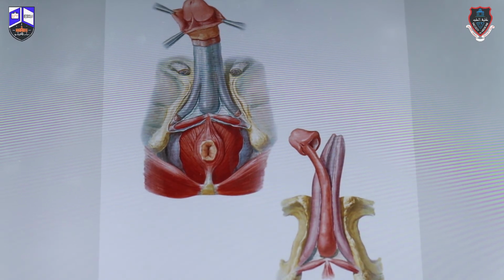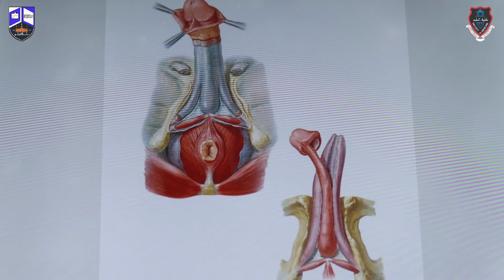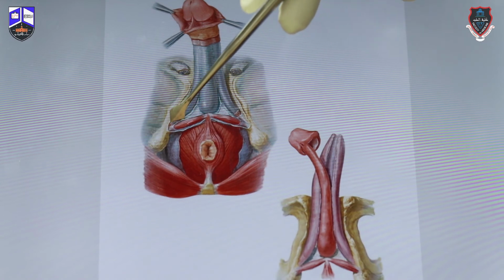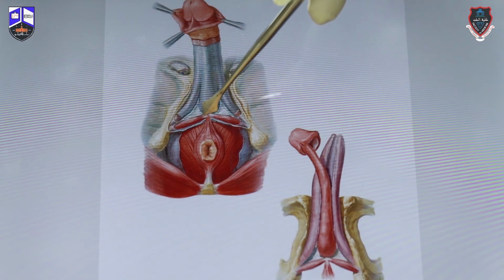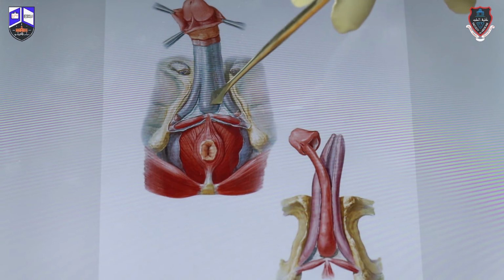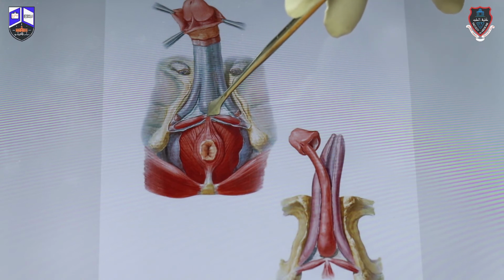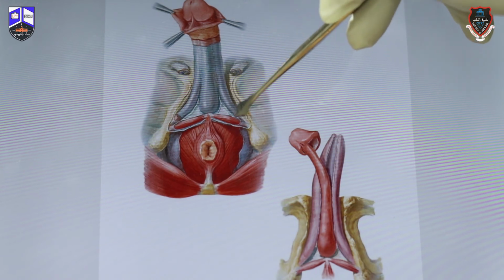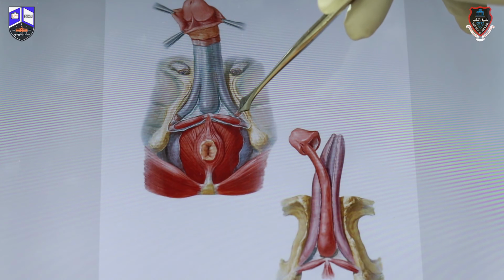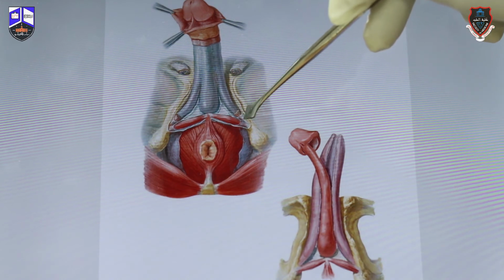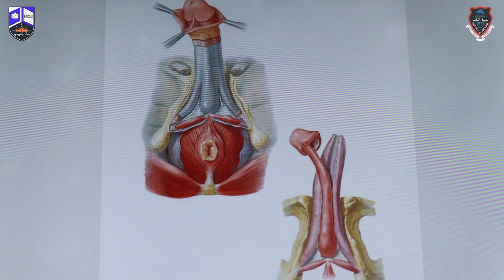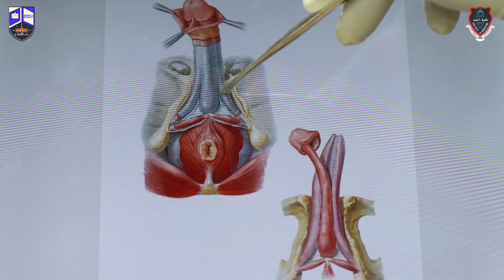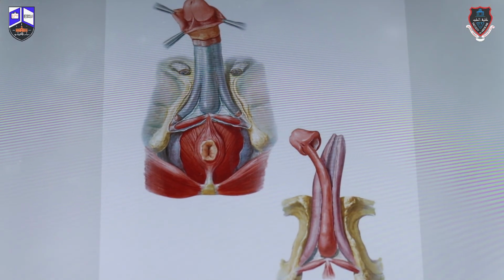Regarding the muscular features of this area, we have the superficial transverse perineal muscle that is attached here in the perineal membrane. On each side, the crus of the penis is covered by a muscle called the ischiocavernosus muscle. And the bulb of the penis itself is covered by a muscle.